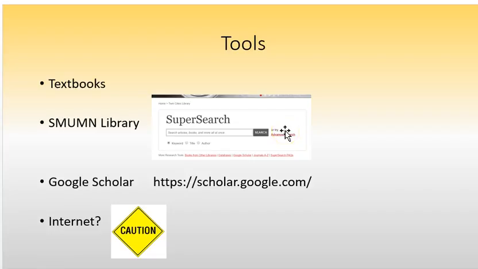So what tools are you expected to use? For both of these assignments, we expect you to use the textbooks. We expect you to look at SuperSearch and find other people who have used your tool and technique in a research project. We expect that you'll use Google Scholar, perhaps to look for other sources of articles, or to look to establish credibility for the paper that you're working on.